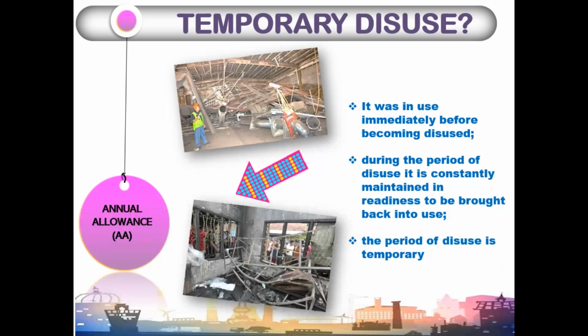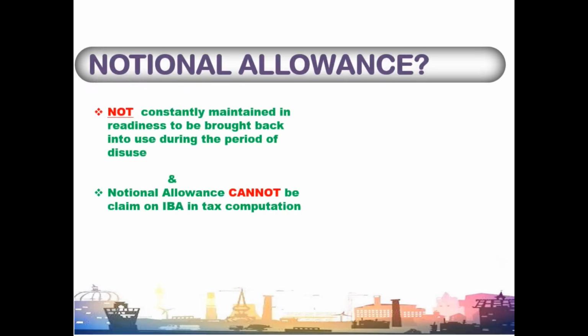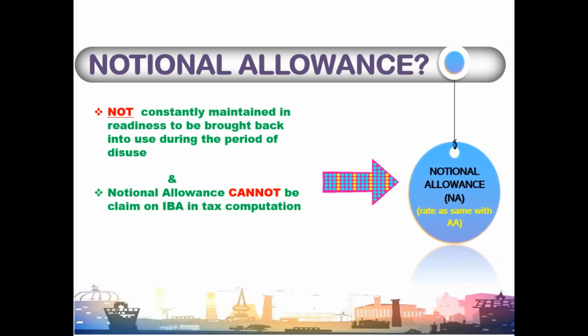However, if the company did not maintain the readiness to be brought back into use during the period of disuse, which is the company did not do anything to repair the factory, then for that year the company will be deducted notional allowance. However, the notional allowance cannot be claimed as industrial building allowance in the tax computation. The rate of notional allowance is the same as annual allowance.